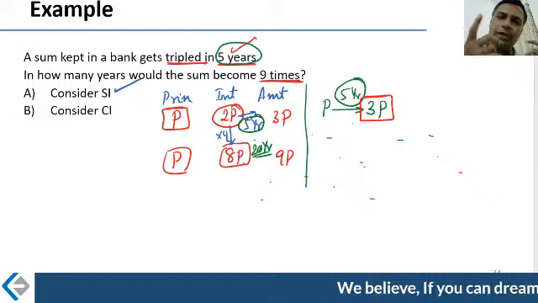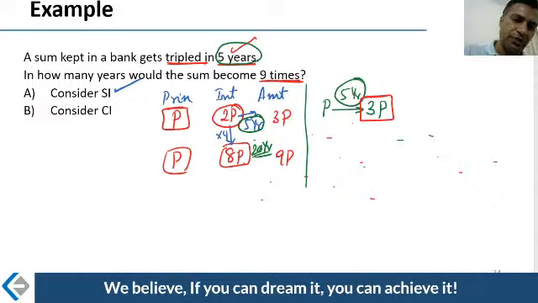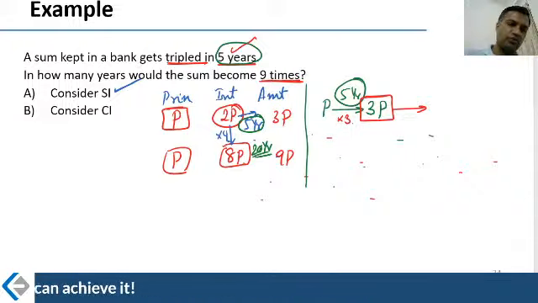That becomes the new principal. 3p is the new principal. Great. What is the concept here, friends? In 5 years, what happens to the money? It triples. Tripling is the concept.